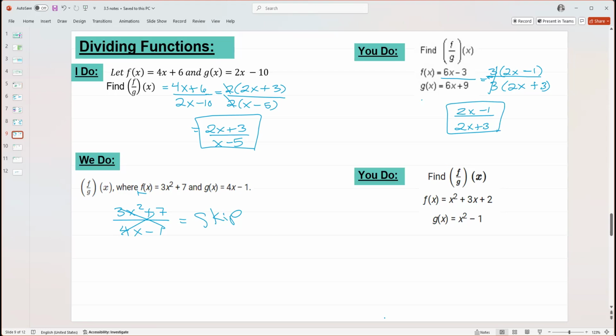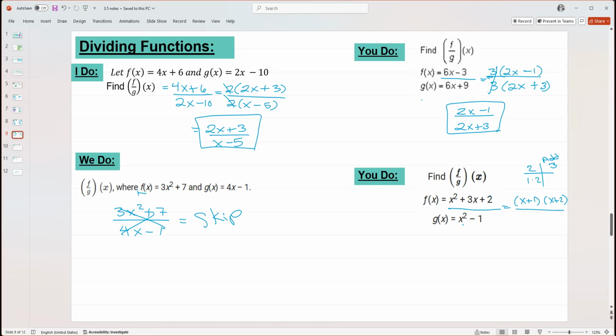All right, last one. This one looks a little factorable. I'm going to do the division bar right there, f divided by g. So I'm going to start by seeing if I can factor this top one. I need factors of 2 that add to 3. How about 1 and 2? That works. So this one factors to x plus 1 times x plus 2.